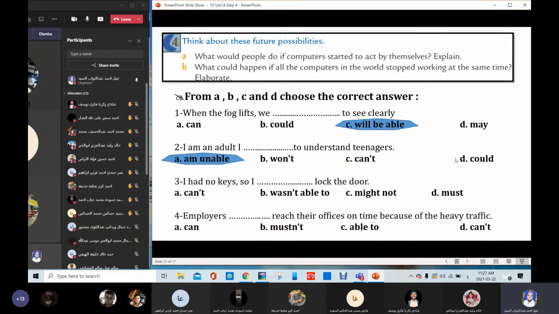Abdurrahman Hassan. I had no keys, so I locked the door. I wasn't able to. Very good, Abdurrahman. Here, "I had no keys" is in the past simple, so I wasn't able to lock the door. We have to use a negative. You can use couldn't: I had no keys, so I couldn't lock the door. But we don't have couldn't here, so wasn't able to, talking about inability in the past. Thank you, Abdurrahman.